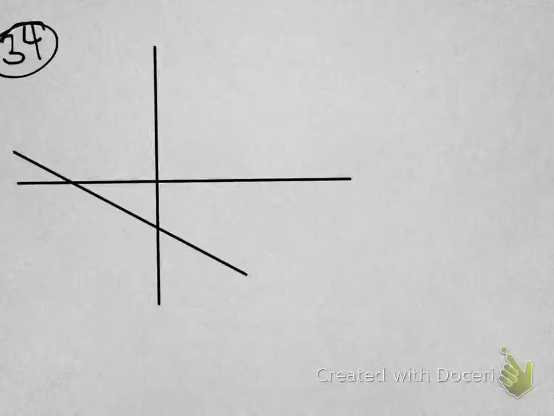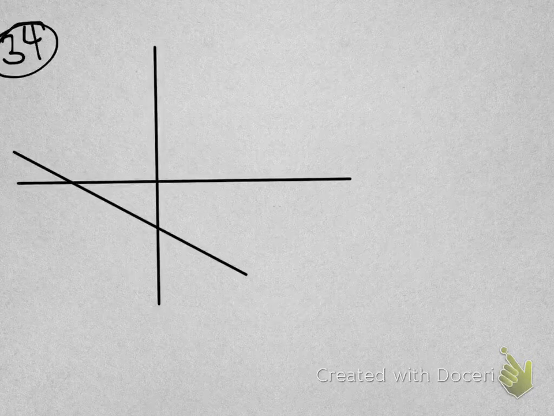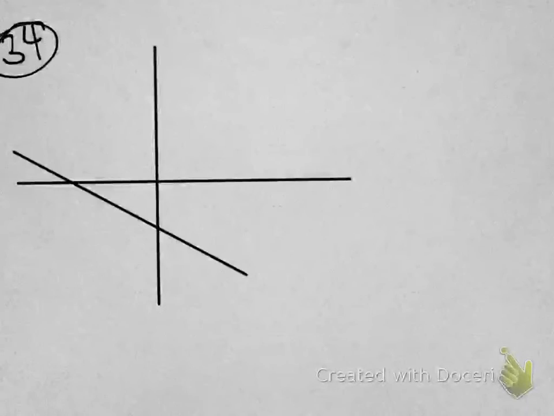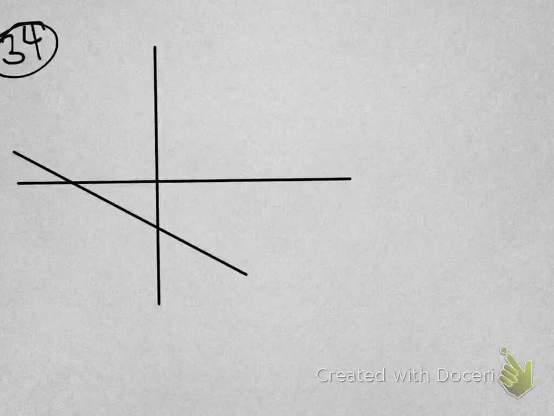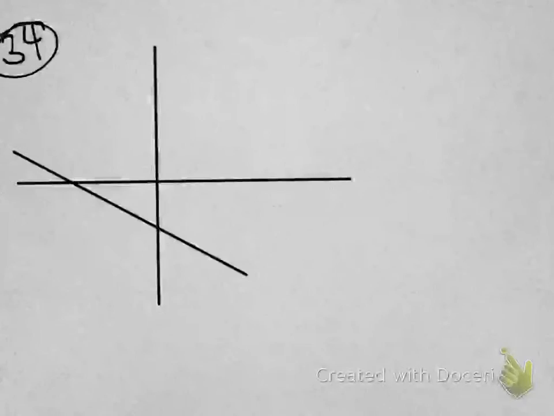All right, number 34 gives us a graph right here. So it looks kind of like what you guys have on your paper. And it says to write the slope-intercept form of the equation of each line. So what we need to do is figure out two different points on this line.